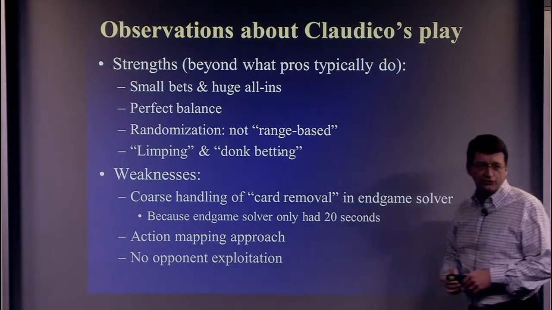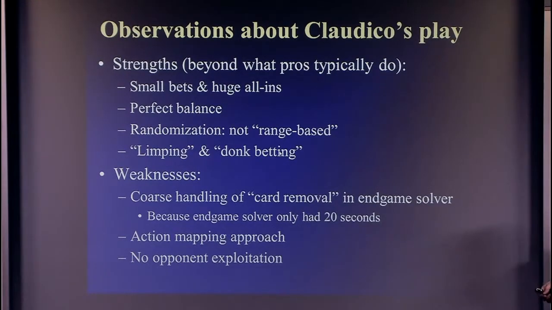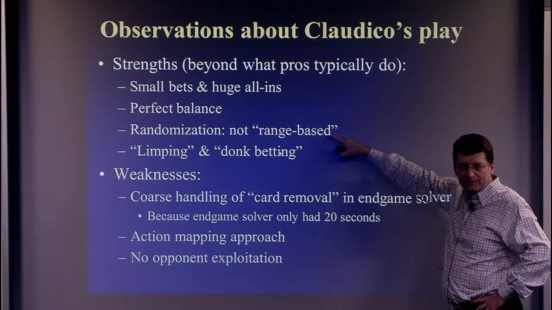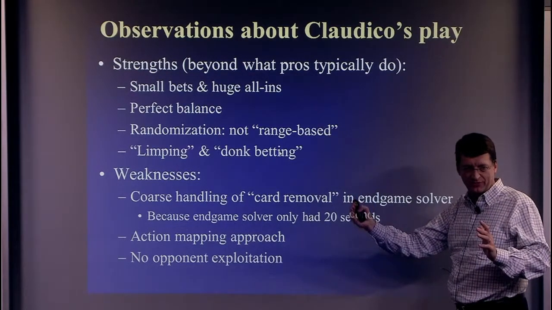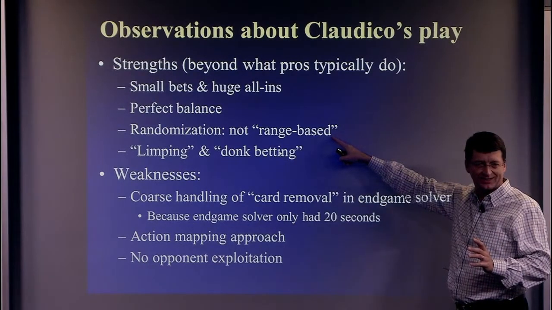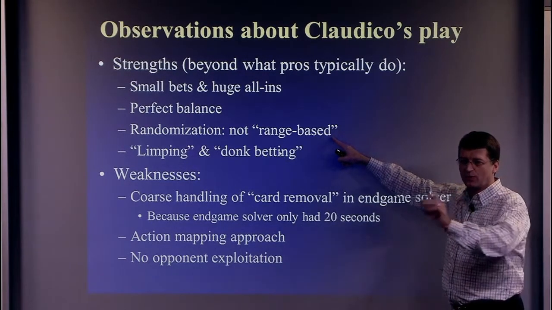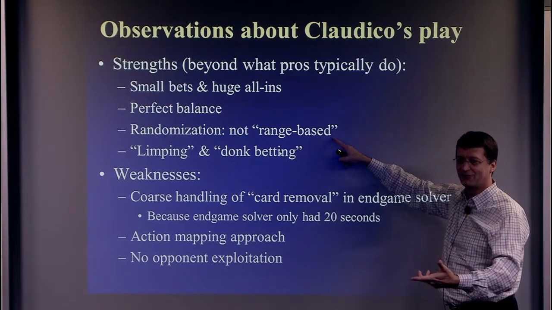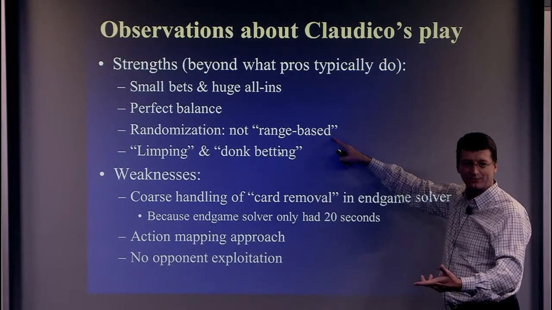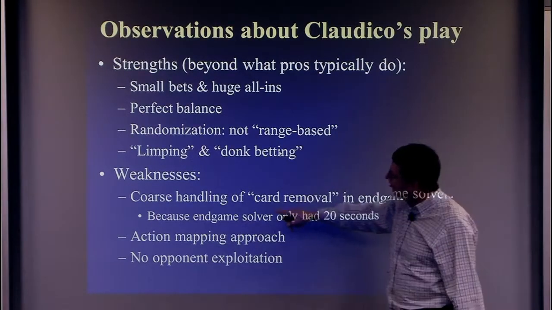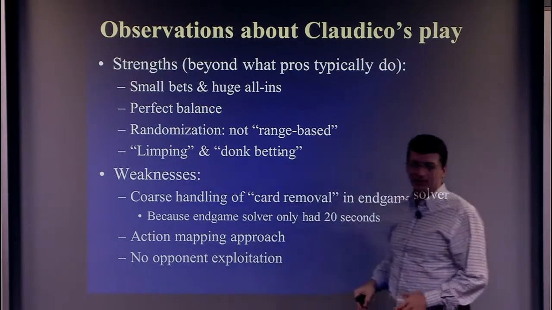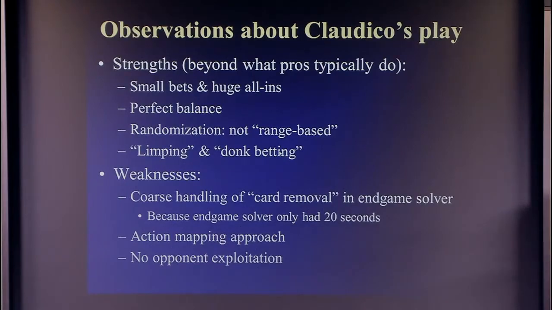Randomization. We are using mixed behavioral strategies that are not range-based. Even the best pros think range-based, and they say, with what range of hands would you do something? That means they're playing a pure strategy. It doesn't mean they're always betting with the strong hands. They mix in some of the weak hands into the range as well. But at the end of the day, it's a pure strategy. Well, we're not. Some things that are considered really bad in poker books, what's called limping and donk betting, we do both of those things. So it kind of puts the poker books in question.